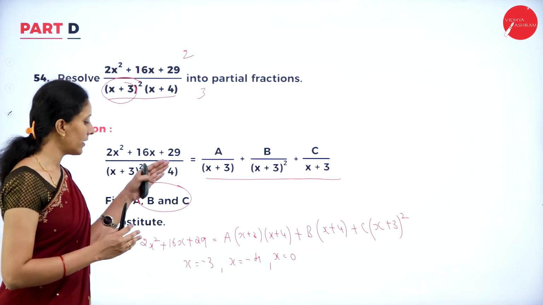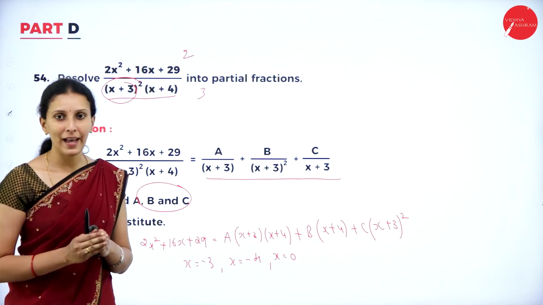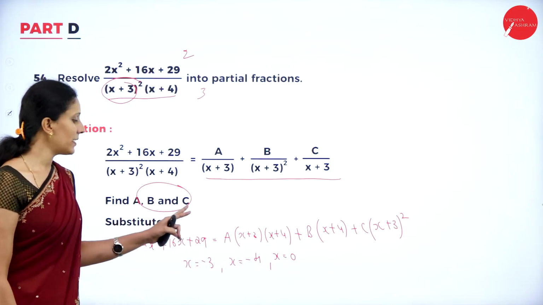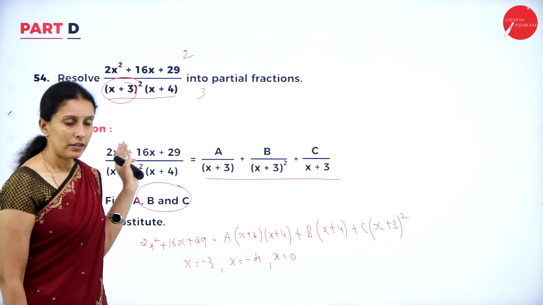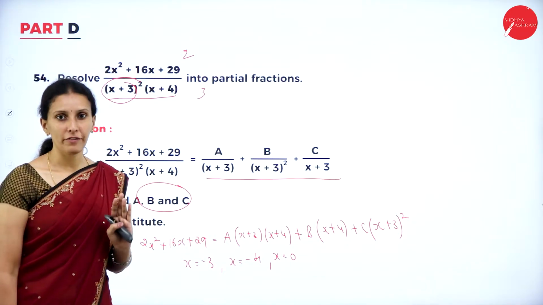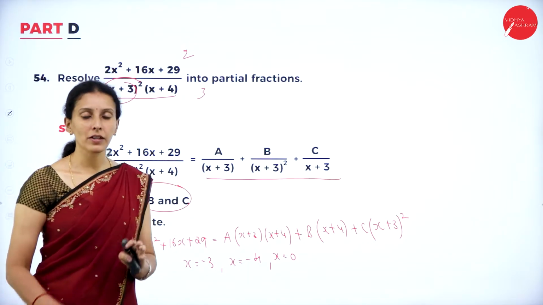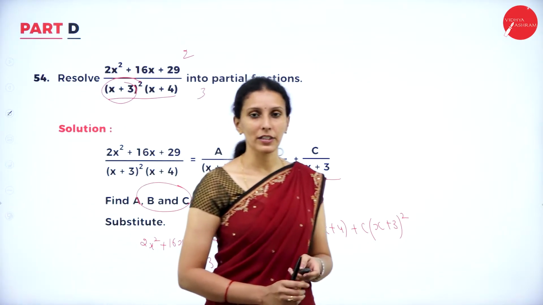So, to express it in the form of a general equation, you will have 1 mark. To find a, b, c, you will have 3 marks. And to write it back in the simple partial fraction, you will have 1 mark. So, in total you will have 5 marks for this question.